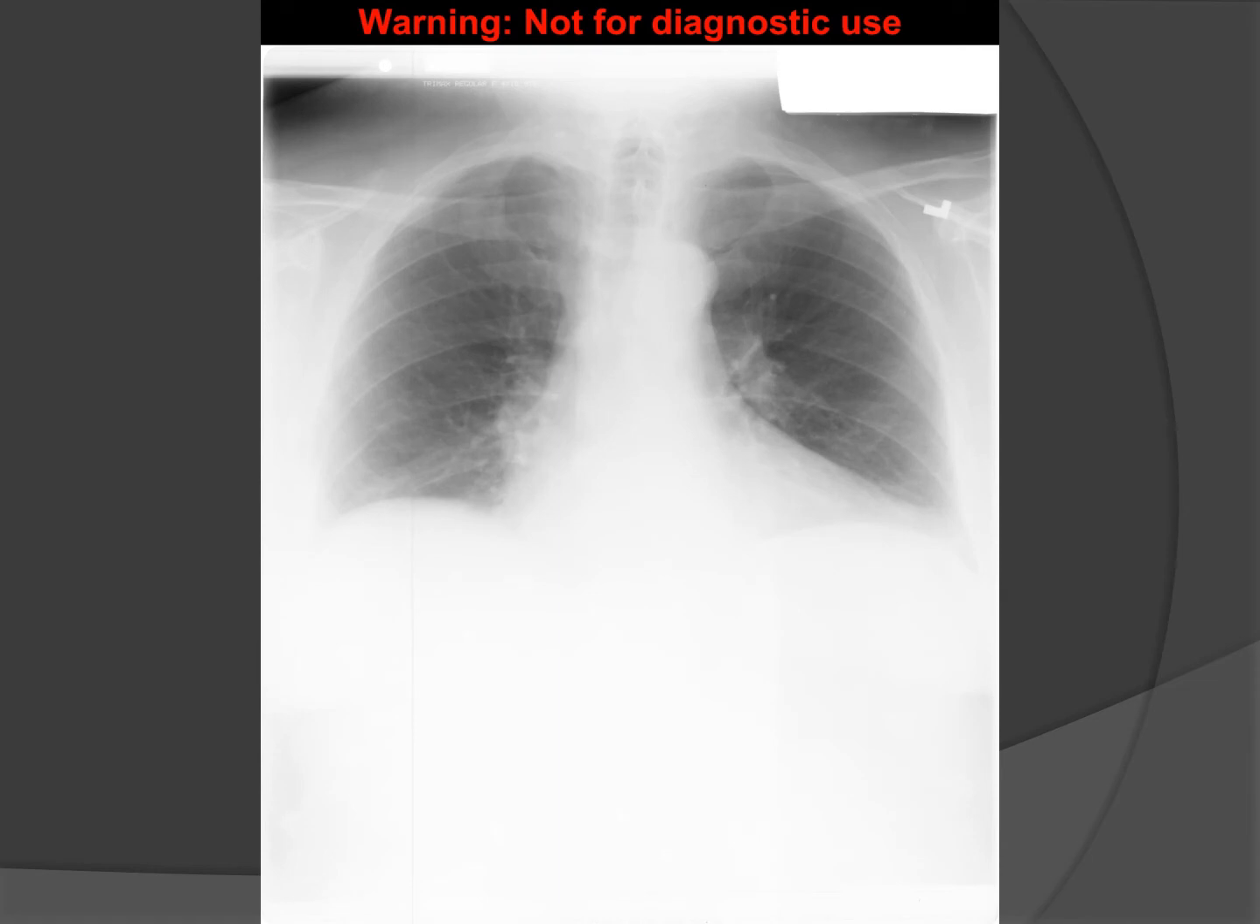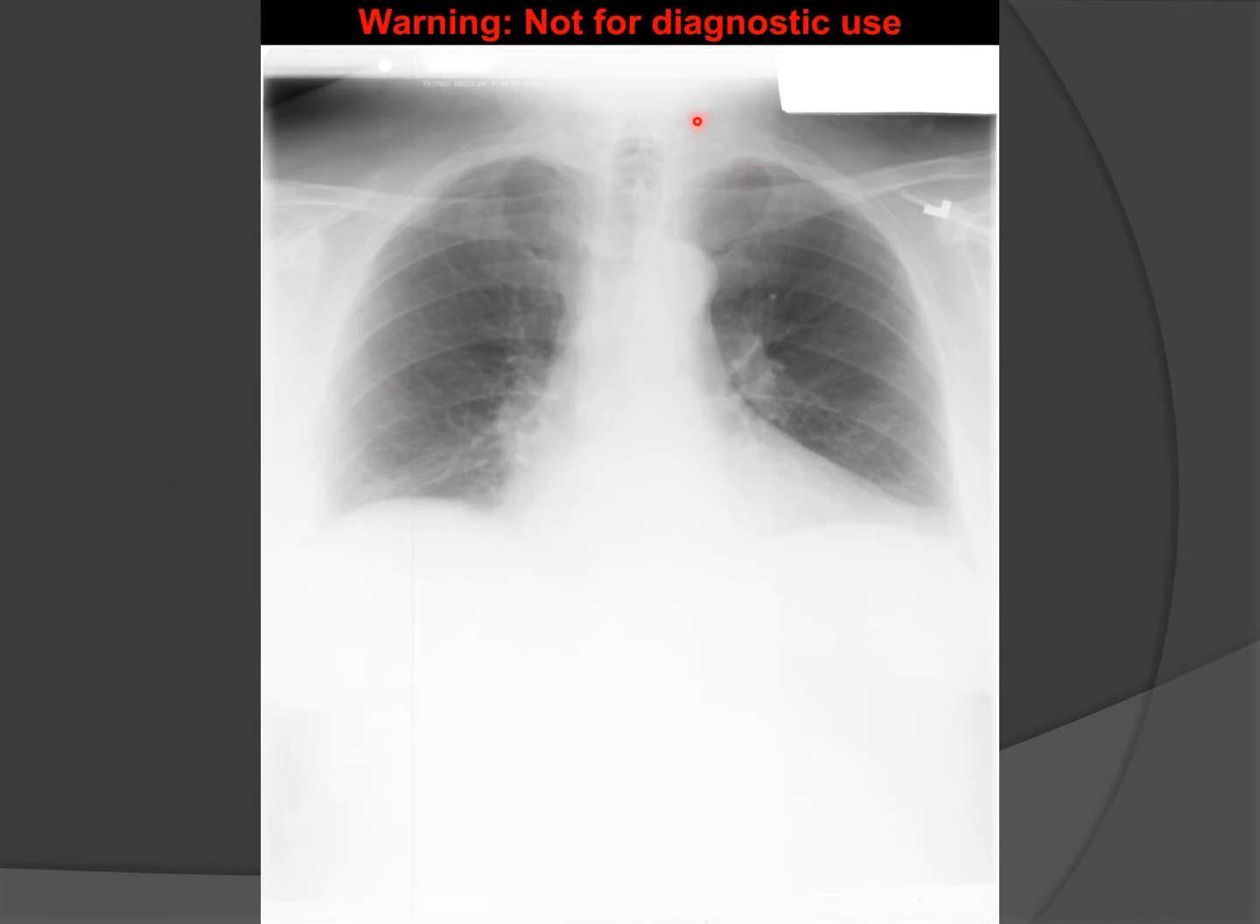Here's another chest x-ray that has some problems. So let's look at this one a little more carefully. When we look at it, we can tell all the anatomy is there. We have the apices, we have all the way down to the costophrenic angles, but there's something else going on.